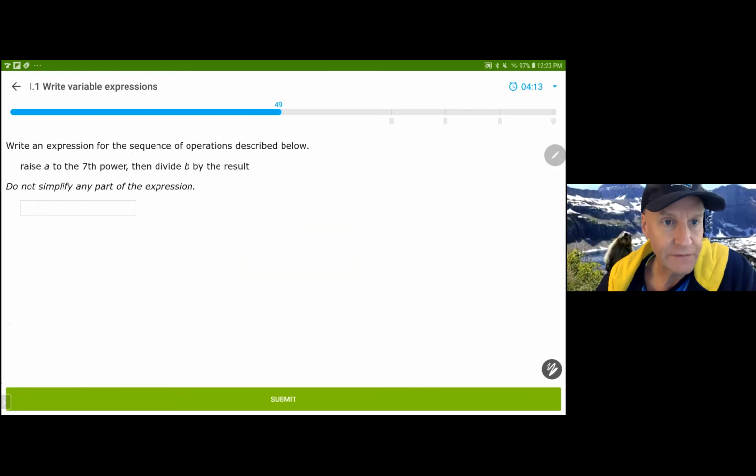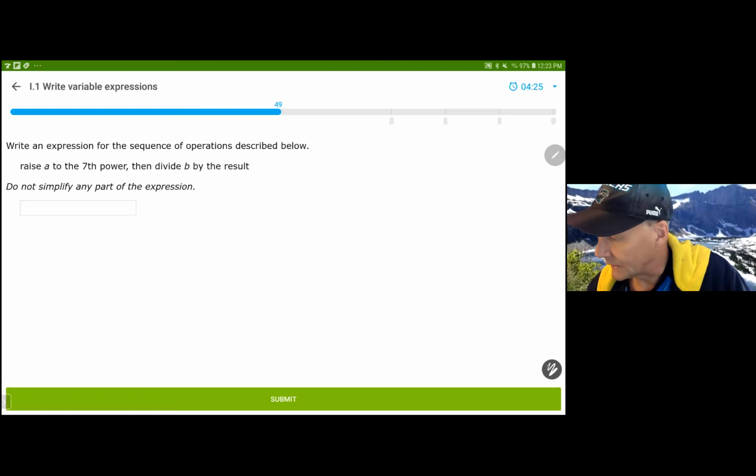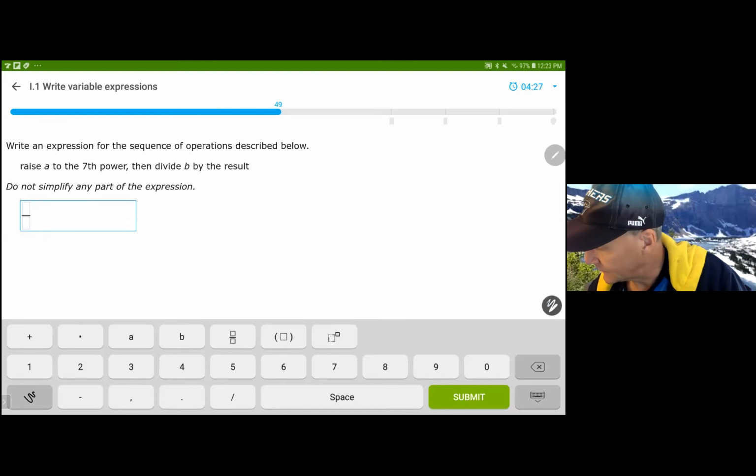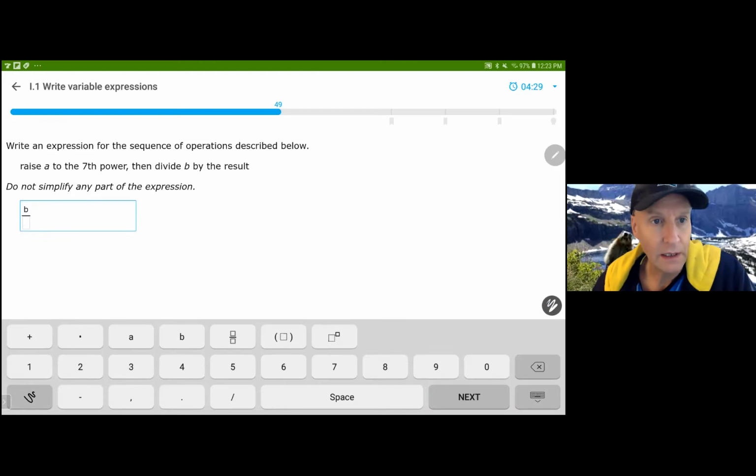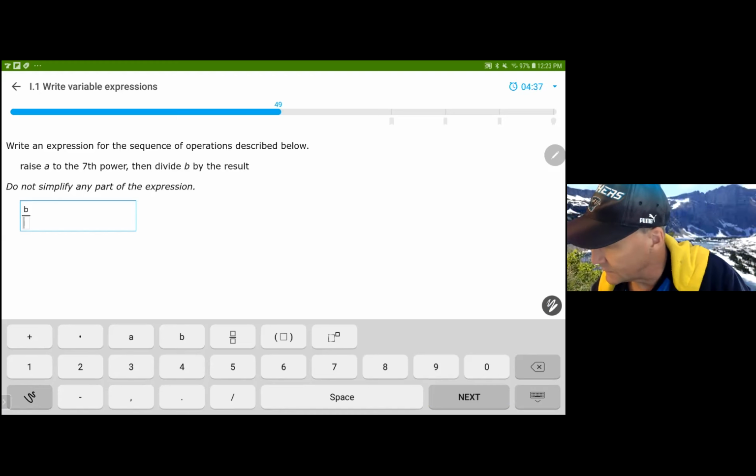Raise A to the 7th power, then divide B by the result. Now, order matters. You need to take B and divide it by the result of A to the 7th power. So the B is in the numerator, and B is being divided by A to the 7th power. So in the denominator, we have to put A raised to the 7th power.